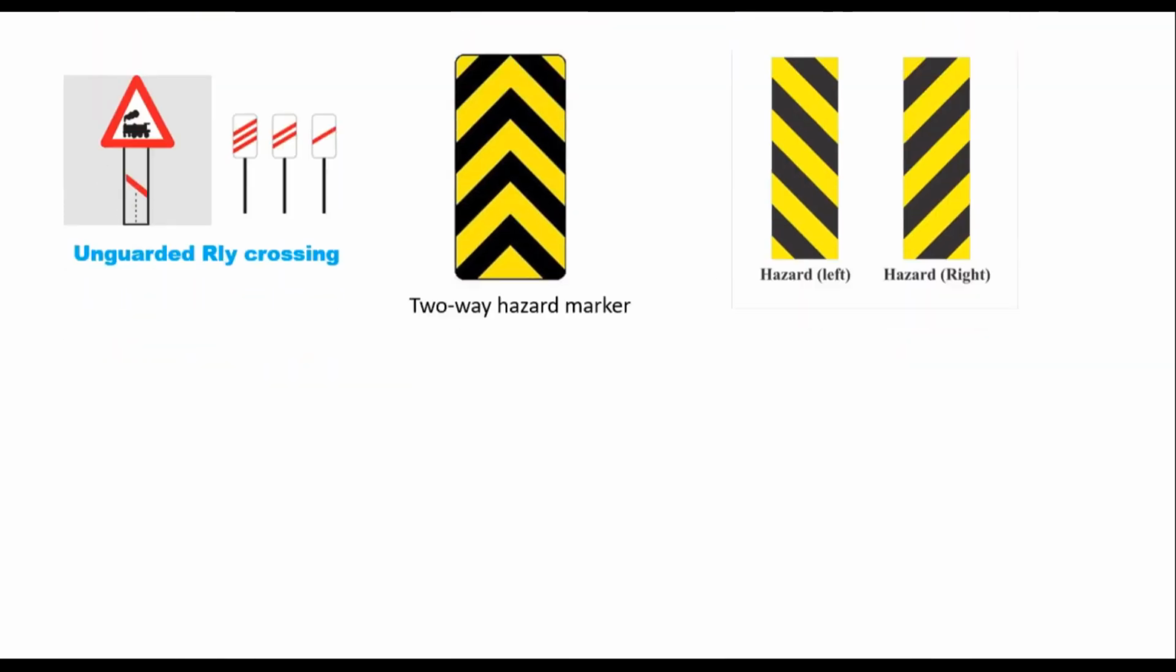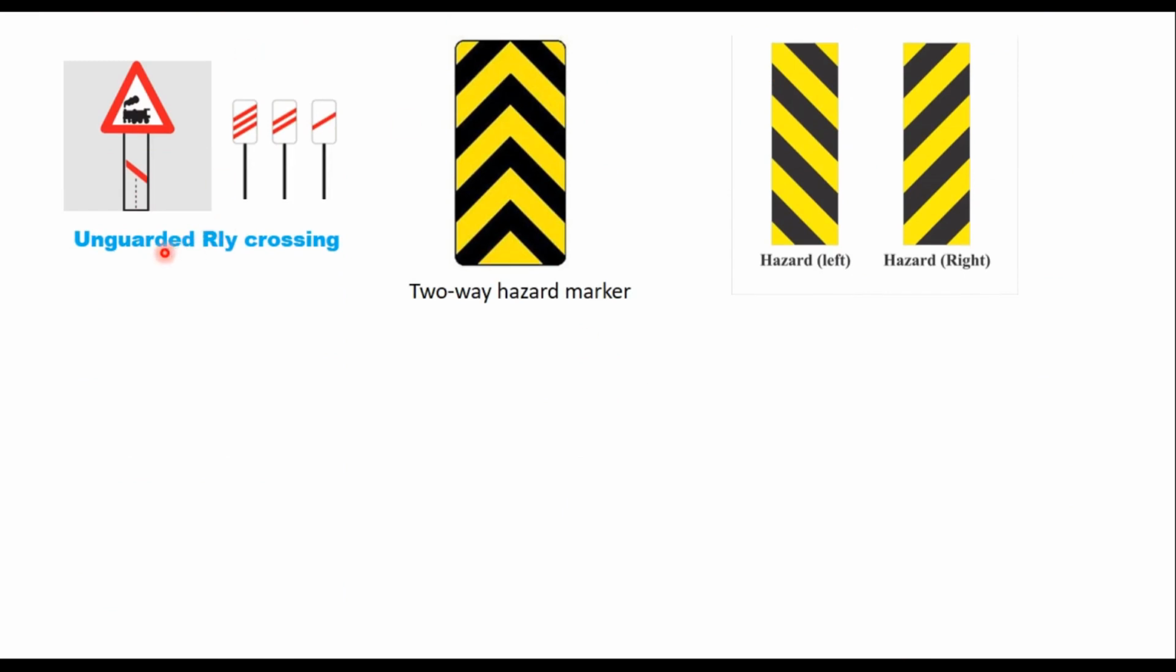Similarly, this is the sign for unguarded railway crossing. Here in case of railway line, we show the engine, and here also you can have a single line, double line or triple line. That indicates the sign to be placed at 50 to 100 meter from the actual crossing point, or 200 meter or 300 meter away from the crossing point.